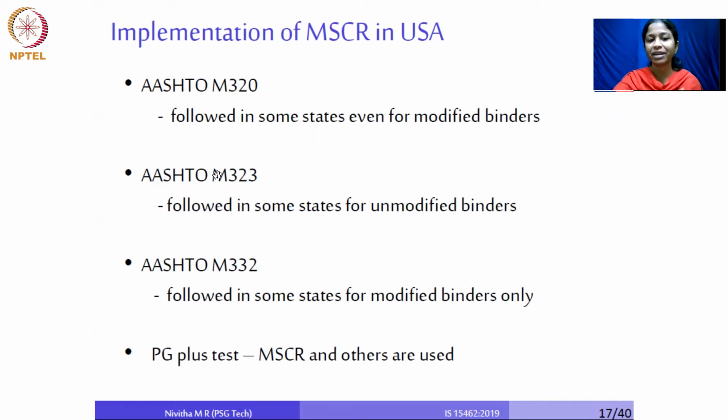But we did not have that kind of provision in the earlier original PG specification. That is why it was introduced separately in AASHTO M323 specification, right? And there are many other PG plus tests. MSCR is actually one of the PG plus tests, but we have many other PG plus tests also, right?